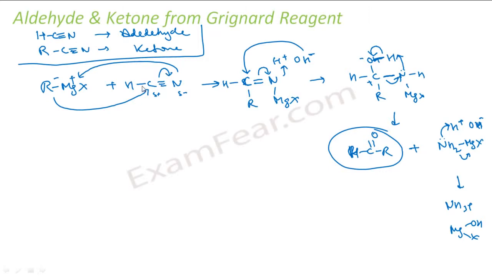So if you see, if I use HCN, I get, so this H is my, this H. So instead of H, if I use R here, I get R here, correct?